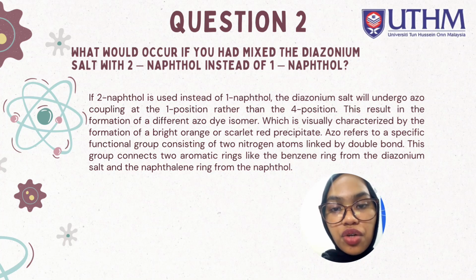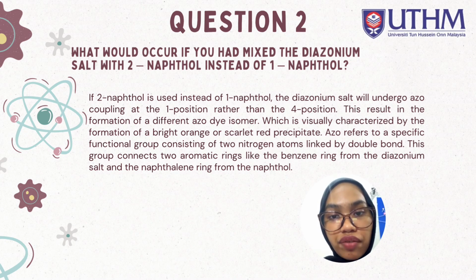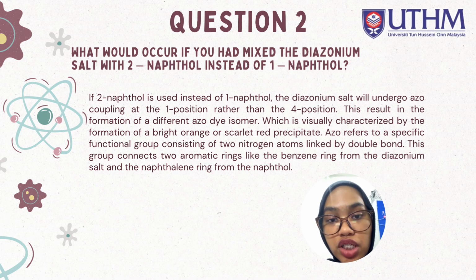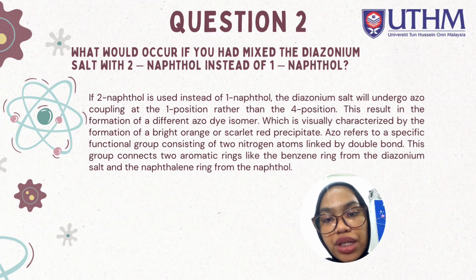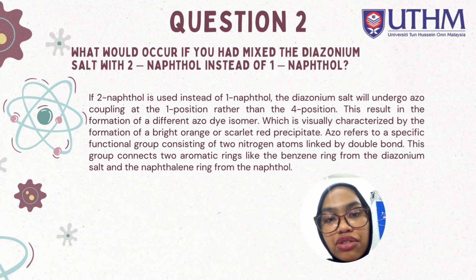For question 2, what will occur if we had mixed the diazonium salt with 2-naphthol instead of 1-naphthol? If 2-naphthol is used instead of 1-naphthol, the diazonium salt will undergo azo coupling at the 1 position rather than the 4 position. This results in the formation of a different azo dye isomer, which is visually characterized by the formation of a bright orange or scarlet red precipitate.